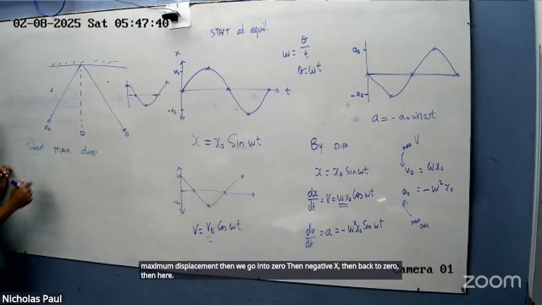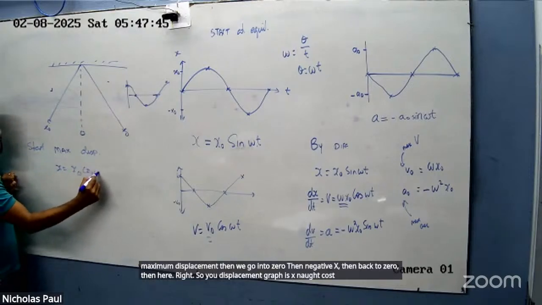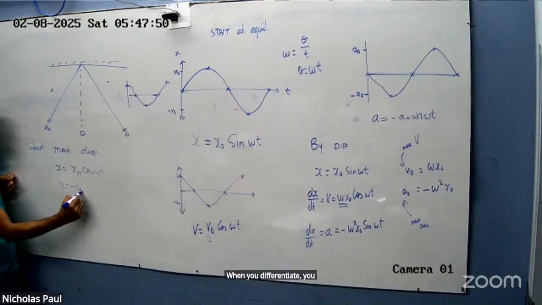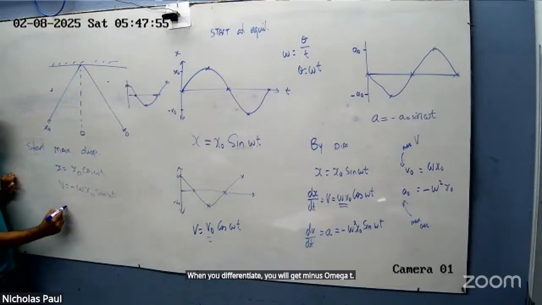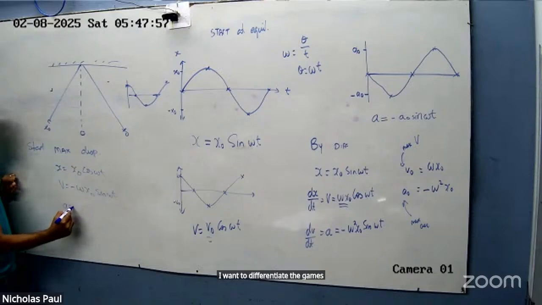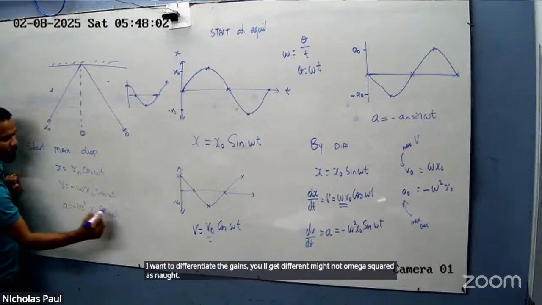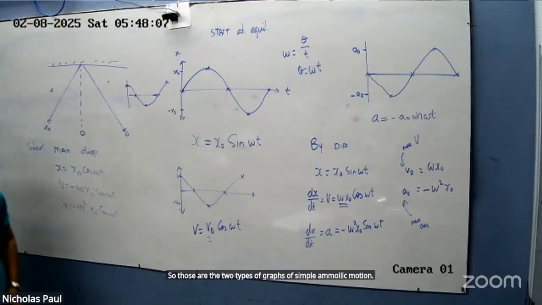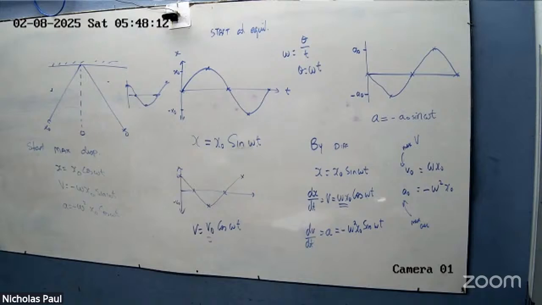Right. So your displacement graph is x naught cos omega t. When you differentiate, you will get minus omega x naught sine omega t. And when you differentiate again, you'll get minus omega squared x naught. So those are the two types of graphs of simple harmonic motion. All right, let's go back to the note and let's try some particles.